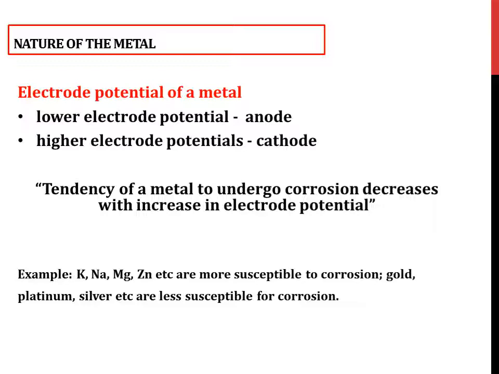We can take various examples for this. If you consider noble metals like platinum, gold or silver, they are less susceptible to corrosion, so they have higher electrode potential. And if you consider the more active metals like magnesium, potassium, sodium or zinc, they are more susceptible to corrosion, because if you observe the electrode potential values of these highly active metals, they always have lower electrode potential.